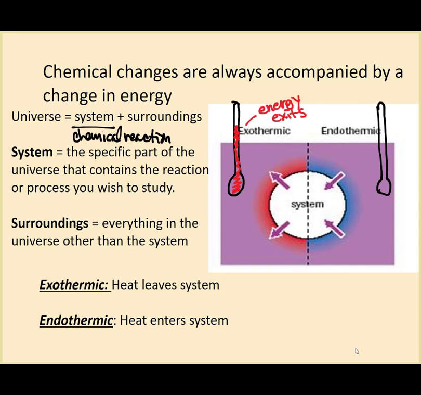Endothermic would be the opposite. The energy would go into the reaction. So I would see in my surroundings the temperature goes down, because the heat is going from the surroundings into the system. Again, exothermic means the heat leaves the system, and so we measure our surroundings getting warmer. Endothermic means the heat is entering the system, and we measure our surroundings, the temperature, decreasing.